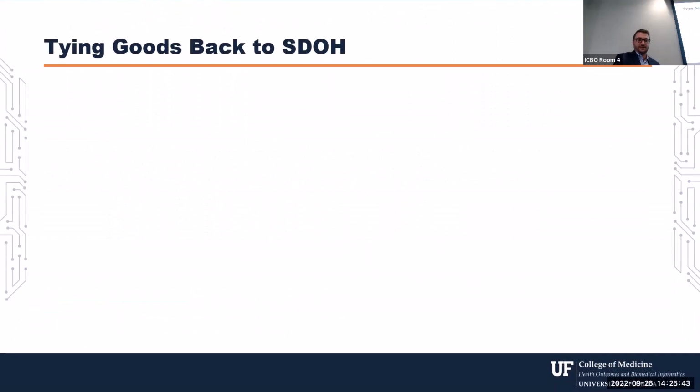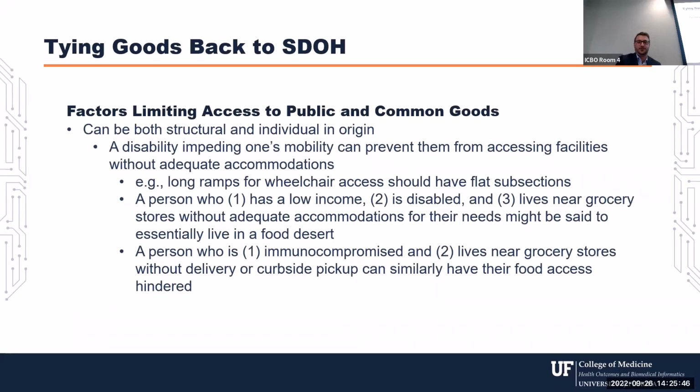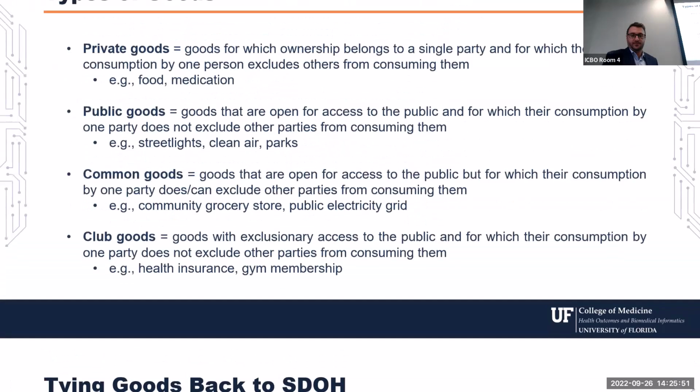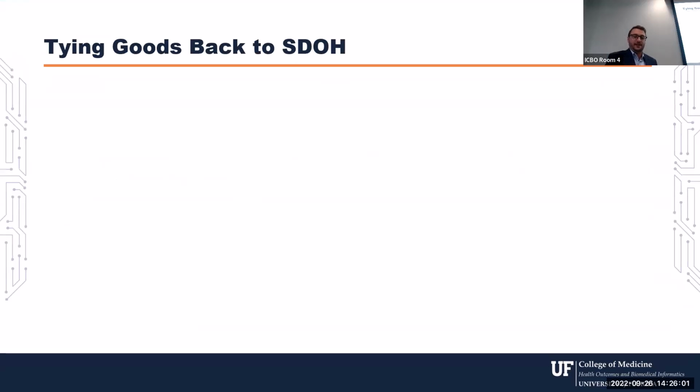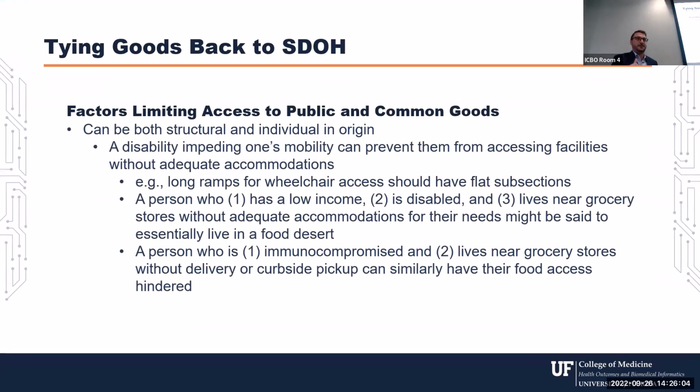So tying these back into social determinants of health. Let me actually go back one. For public and common goods, as I mentioned here, theoretically, they are open for access to the public. In reality, however, just because something is open for access to the public doesn't mean that it's accessible to everybody in the public. And so there are a lot of factors that limit access to public and common goods. Most of them, from what I've seen, seem to be structural or individual in origin.